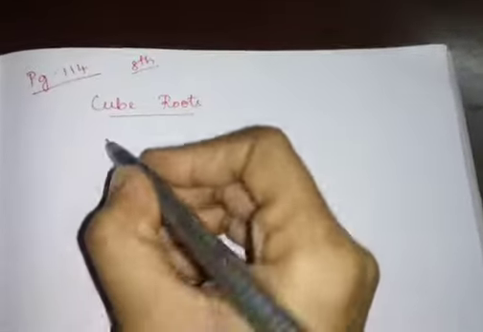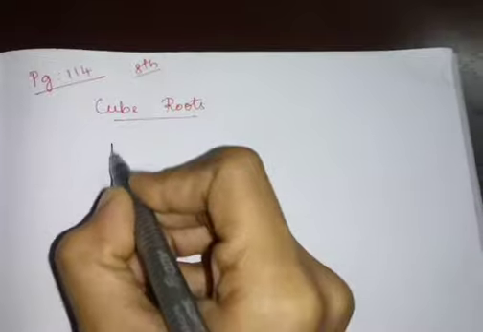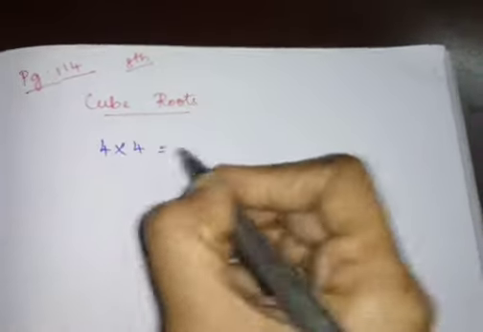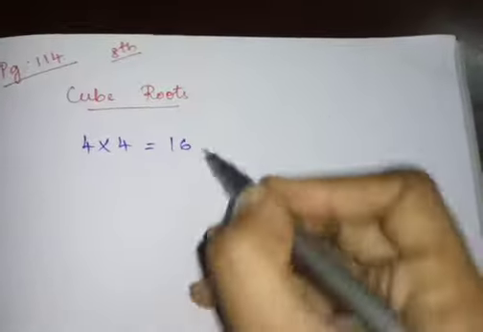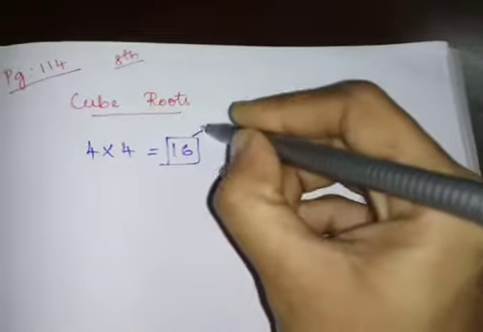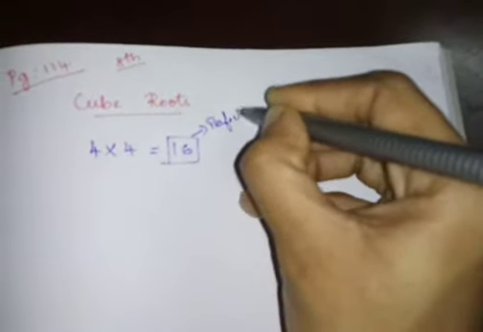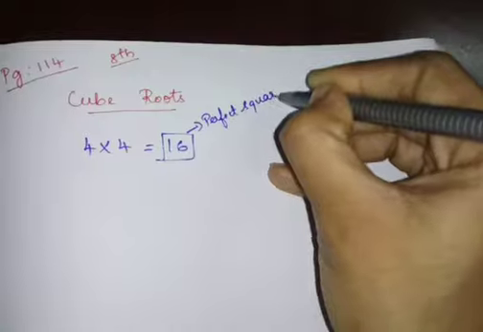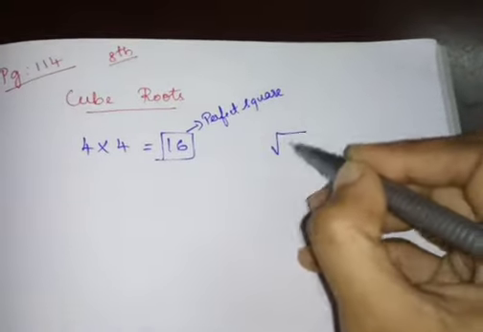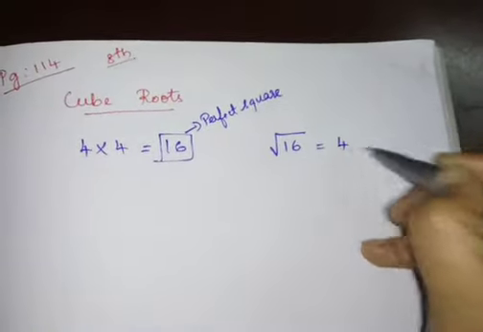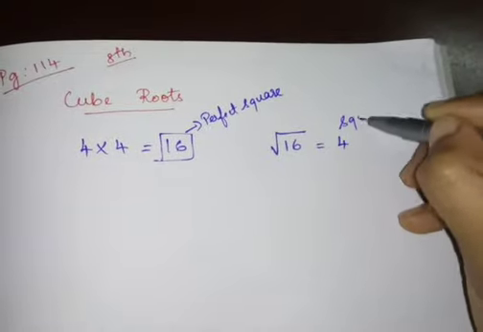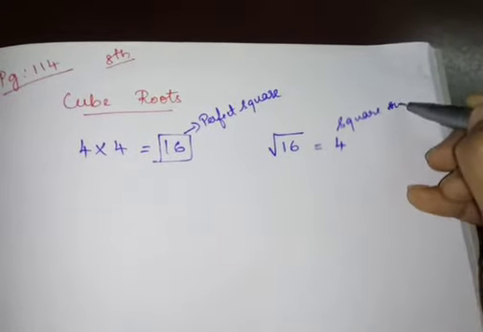For example, when you multiply 4 into 4, you get 16, correct? So 16 is your perfect square. What is the square root of 16? It is 4. So this is your square root, children.